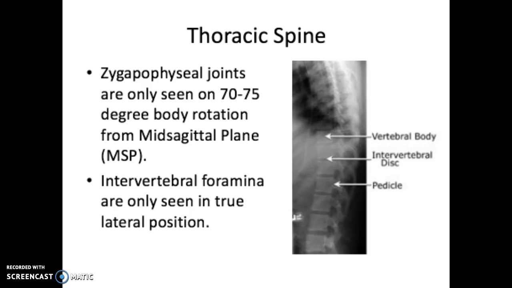The intervertebral foramina are only seen in the true lateral position. And you can see here the pedicles. The pedicle is the most anterior part of the arch where it attaches to the body, and you can see the intervertebral foramina in a really good lateral here, and you can see the intervertebral disc space and the vertebral body. Here are the ribs. You can see how they come off the back, and they need to be superimposed just like when you're doing a lateral chest x-ray.